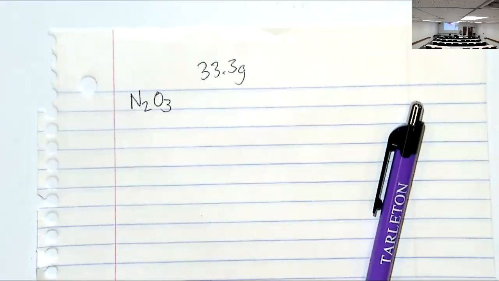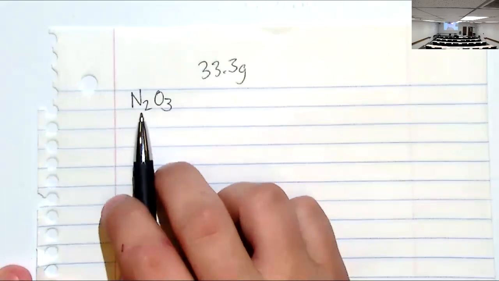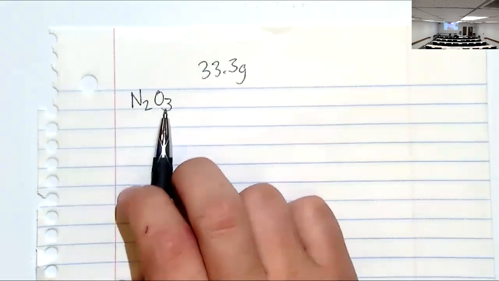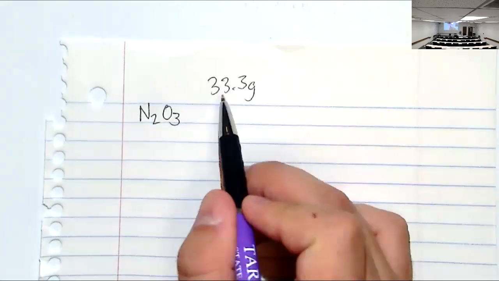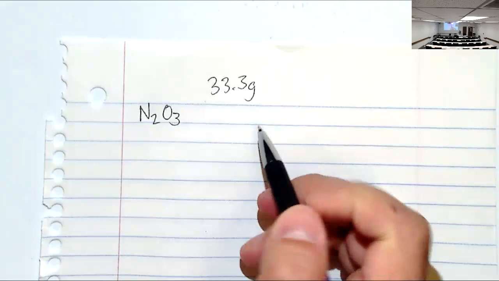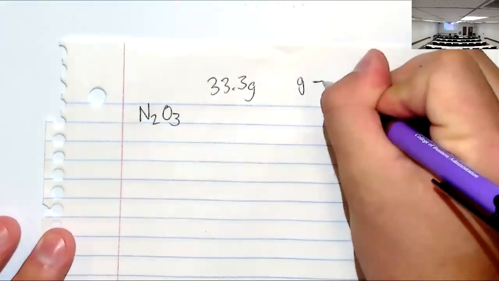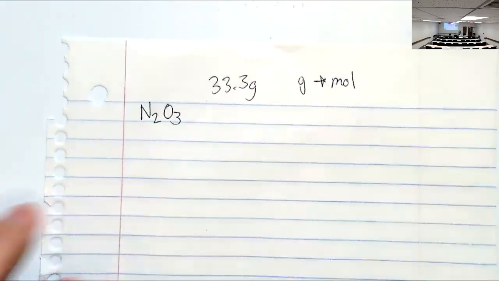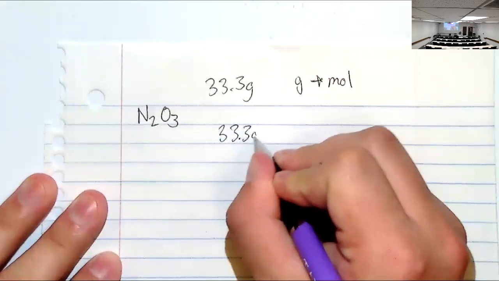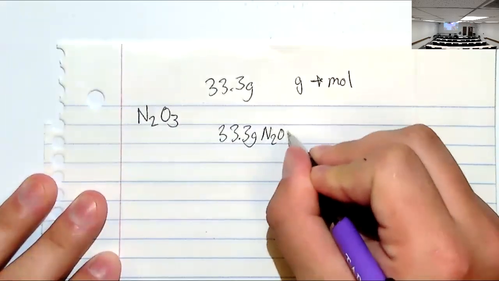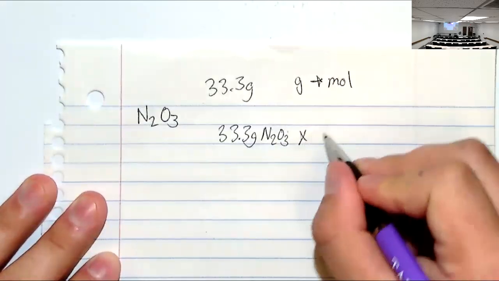Okay, so this is our dinitrogen trioxide, which has 2 nitrogens and 3 oxygens, and it's asking how many molecules are in this specific amount of grams. So we're basically converting, we're going from grams to moles. We need to get our molar mass first, so we'll start off with our 33.3 grams of N2O3, and we're going to try and get to moles.